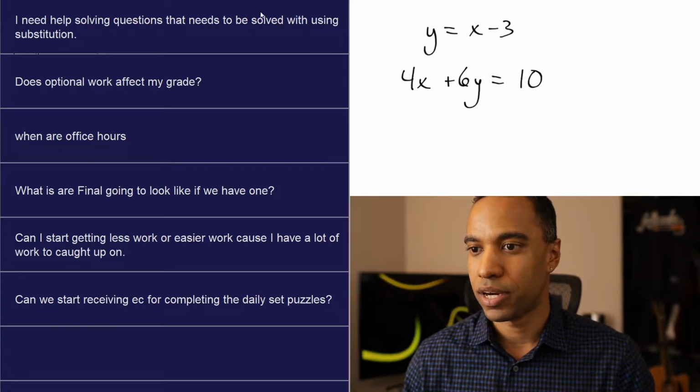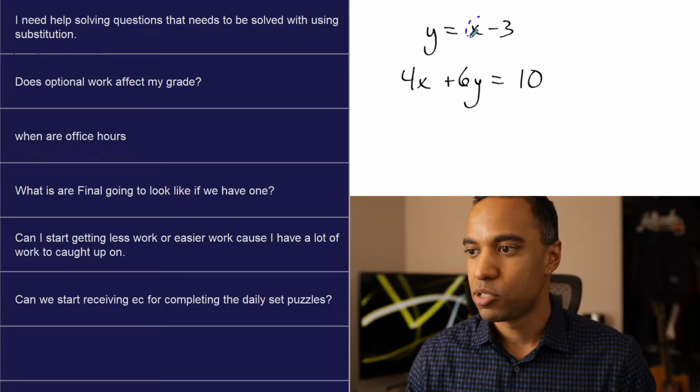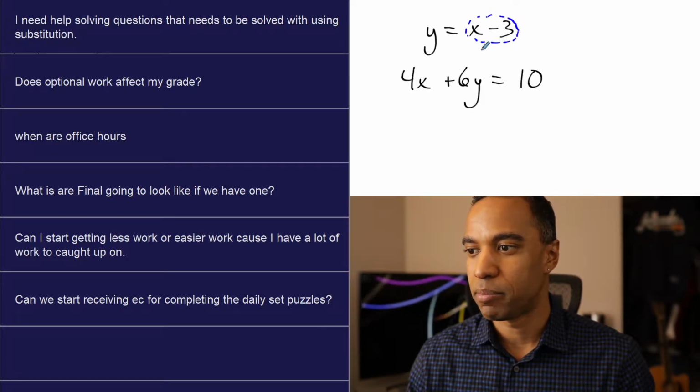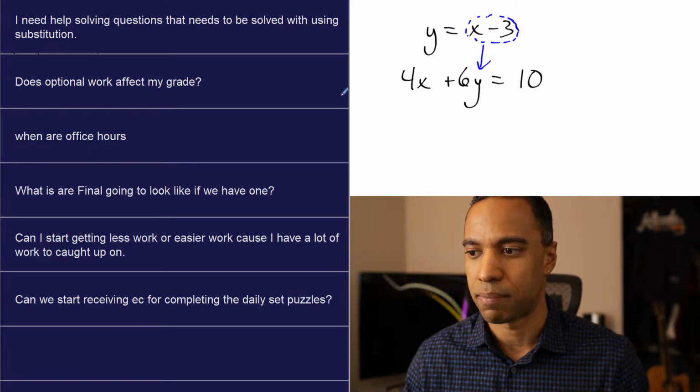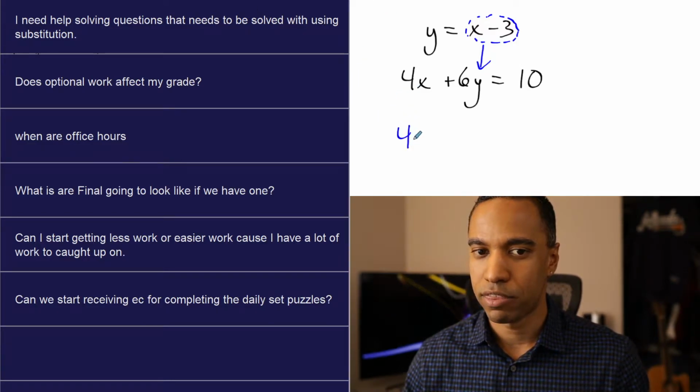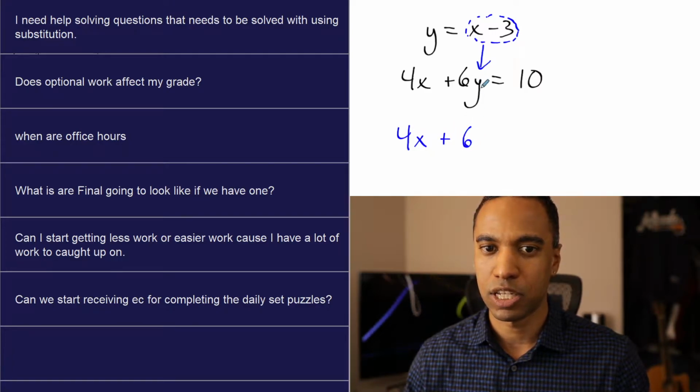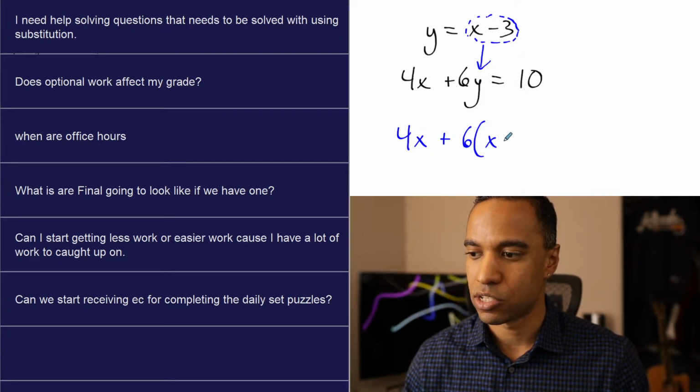But the point is here, once again, I can substitute something in place of y, but it's going to be this entire expression right here. I'm not going to keep going with this problem. I'll just write out this next step. And the next step here, I rewrite the 4x, and I rewrite plus 6, but not y. I write that x minus 3.